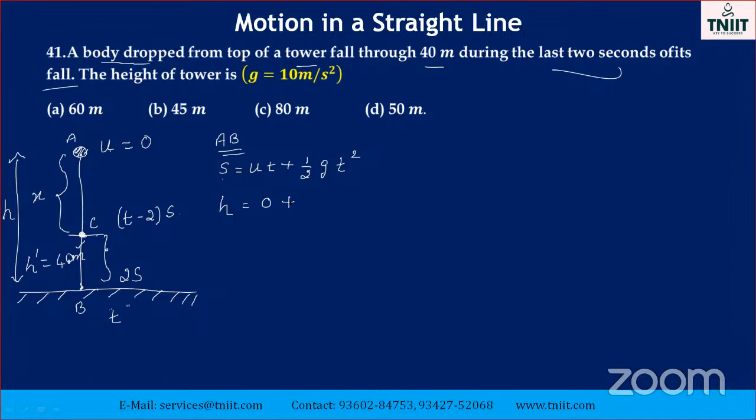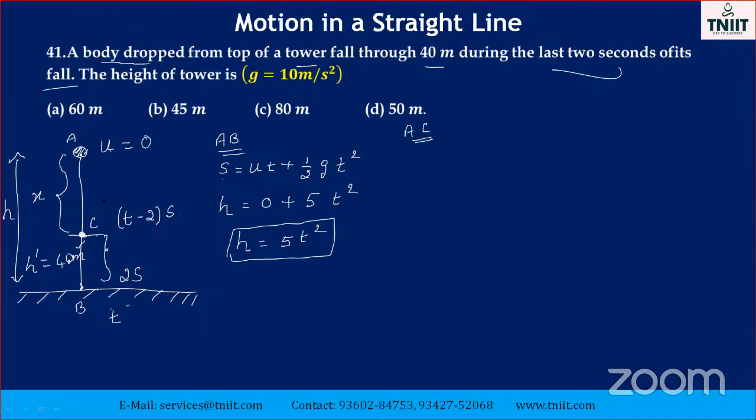Plus half times g. G is 10, so it will become 5t squared. So what is the total height? Total height is 5t squared. This is one equation. Coming to A to C.